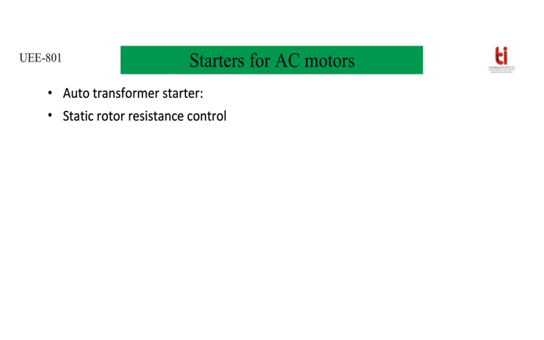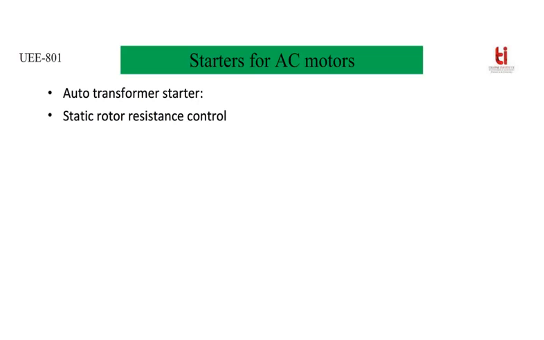Other methods of starting AC motors are auto transformer starter and static rotor resistance control methods. In auto transformer starter, basically the purpose is to reduce the starting current by reducing the starting voltage by changing the taps of the transformer. So different tappings, 50%, 60%, 85% tappings, are there to reduce the starting current. So it is just like the star delta starter, reducing the starting inrush current with comparatively more flexibility.